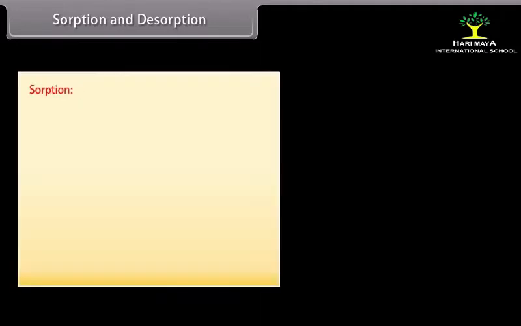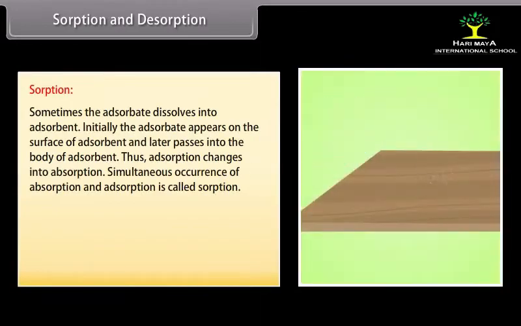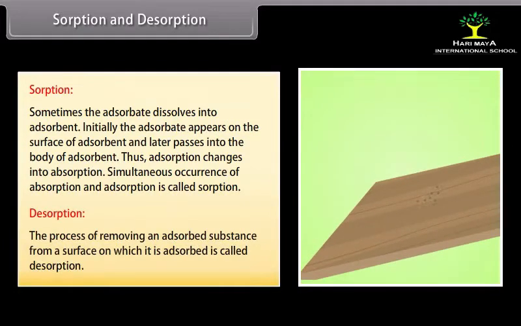Sorption and Desorption. Sorption. Sometimes the adsorbate dissolves into adsorbent. Initially, the adsorbate appears on the surface of adsorbent and later passes into the body of adsorbent. Thus, adsorption changes into absorption. Simultaneous occurrence of absorption and adsorption is called sorption. Desorption. The process of removing an adsorbed substance from a surface on which it is adsorbed is called desorption.